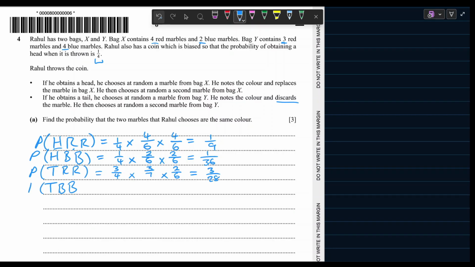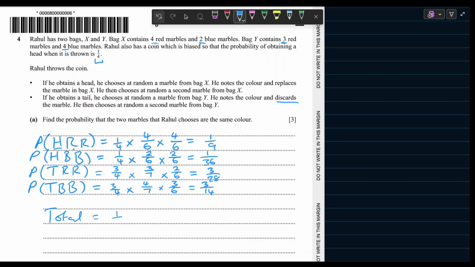And then the final scenario we could have is that he gets a tail, which is 3/4, multiplied by getting a blue marble in bag Y, that's 4 out of 7. And he doesn't replace this blue marble, so it means we're now picking from 6, only 3 of which are blue. So this is 3 over 4 times 4 over 7 times 3 over 6, which gives us 3 over 14. So let's tally up the probabilities.